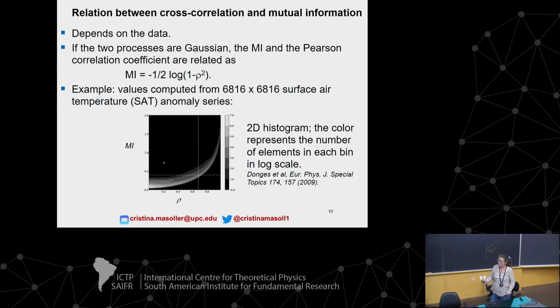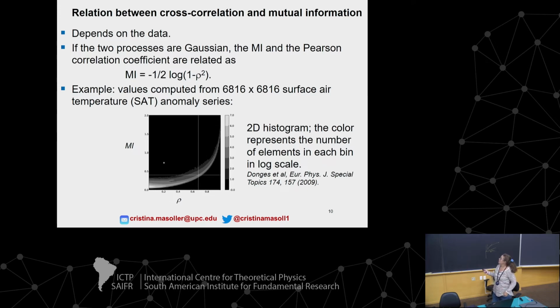And this plot is difficult. It may look strange to understand at the beginning, but this is looking at surface air temperature anomaly in about 7,000 regions. So you compare all of them with all of them. Okay? So you have, I don't know how many mutual information values, and you have, I don't know how many cross-correlation values. And then you plot them in a plane and plot in color code the density of points.